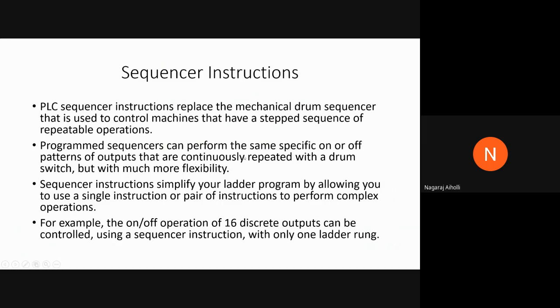The programmed sequences can perform the same specific on or off patterns of outputs that are continuously repeated with the drum switch, but with more flexibility. Flexibility is greater with the sequencer instructions in PLCs. Sequencer instructions simplify the ladder program by allowing a single instruction or a pair of instructions to perform complex operations. But if the same complex operation has to be performed by the mechanical drum sequencer, then it becomes difficult.